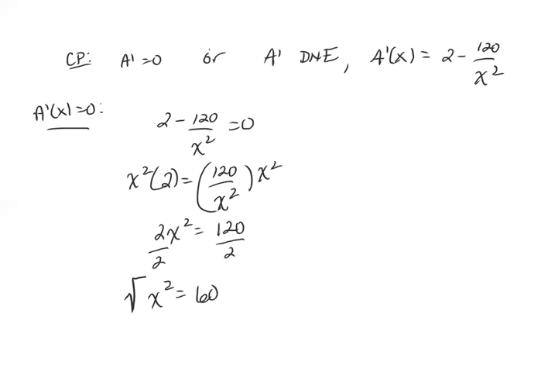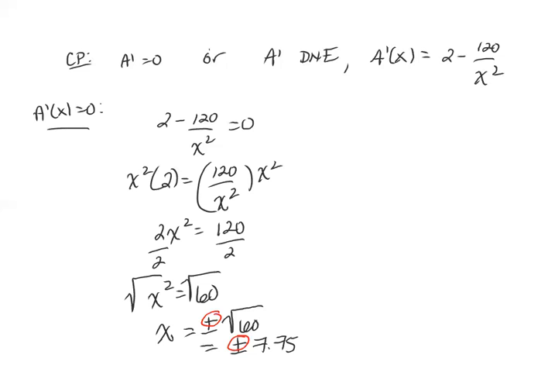I'm going to take the square root of both sides of the equation, and I get that x is equal to the square root of 60, technically plus or minus the square root of 60, which, if I simplify, is about plus or minus 7.75. But x is a length. The domain of this particular function is from 0 to infinity. So I'm going to choose the positive. So at the square root of 60, I have a potential critical point, or I do have a critical point. I have a potential minimum value.